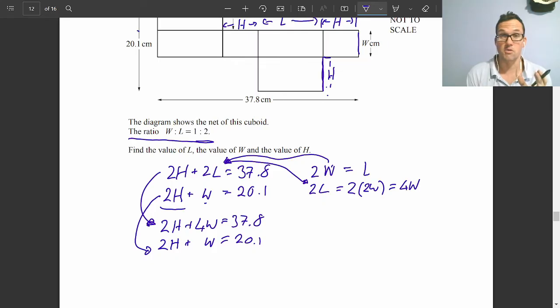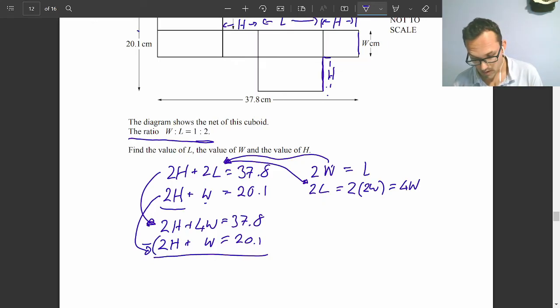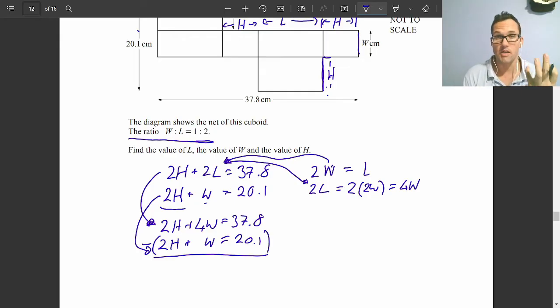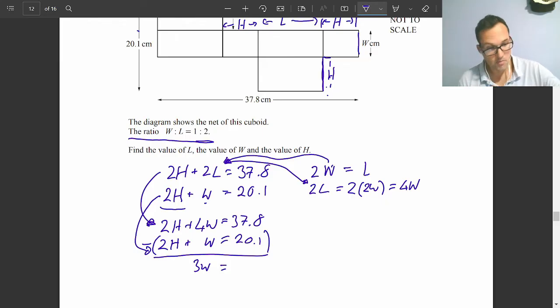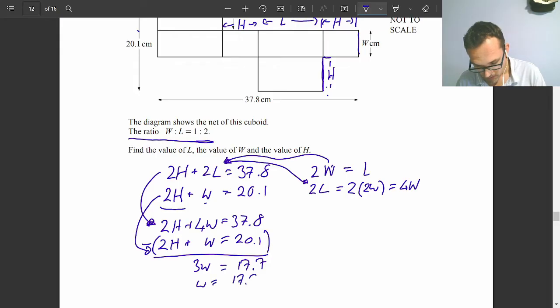And now we've got simultaneous equations, and we can eliminate one. In this case, it's straightforward. We subtract the one from the other because 2h minus 2h is 0. We've eliminated the h's. 4w minus w, 1w, gives me 3w. And 37.8 minus 20.1 is, of course, 17.7. Then we divide that by 3, and we have w, 5.9.